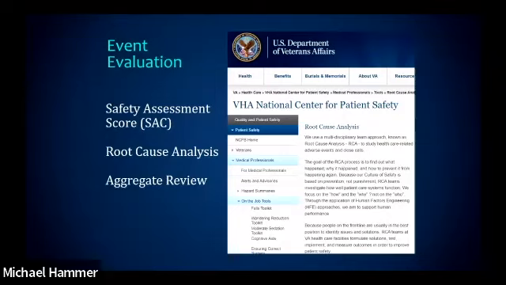So we look at, what is the severity of the adversity that occurred? How frequently do we expect this to happen? Is this a one-time thing, probably not ever going to see it again, or is this something that could occur daily in our healthcare system? So that raises the safety assessment score.